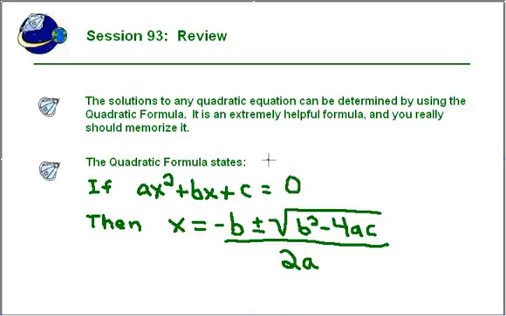Quickly, the solutions to any quadratic equation can be determined by using the quadratic formula. It's an extremely helpful formula, and you really should memorize it. And then lastly, the quadratic formula states that if you have a quadratic equation, such as ax squared plus bx plus c equals 0, then x is going to equal minus b plus or minus the square root of b squared minus 4ac all over 2a. That finishes up then session 93 on the quadratic formula.